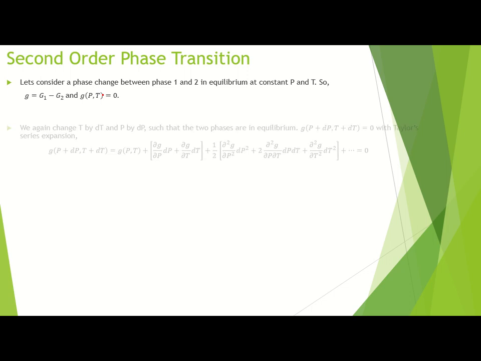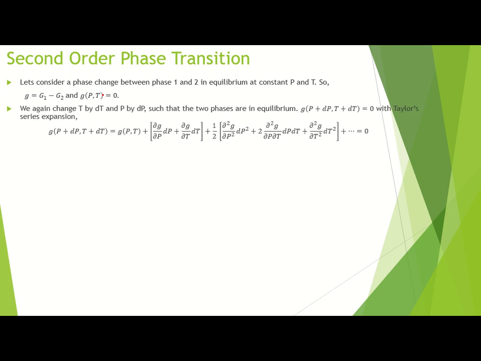Alright, again, if we change the temperature by dT and the pressure by dP, then we expect that the system should still remain in equilibrium. If you remember the phase diagram where the pressure is on the y-axis and temperature on the x-axis, if we change the temperature by dT and pressure by dP, and we are still on the phase equilibrium curve, then we will have equilibrium at the new pressure P plus dP and temperature T plus dT. So if we are in equilibrium, that particular value of G at that pressure and temperature will also be 0.